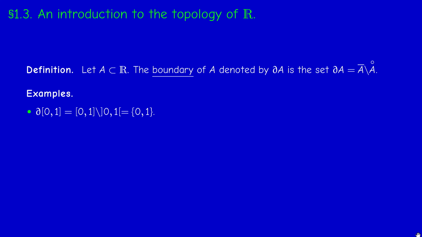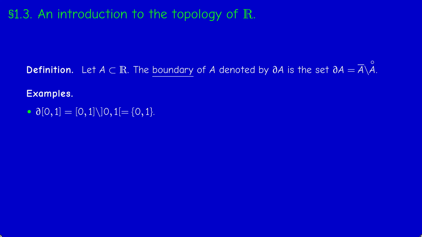What is the boundary of the interval [0,1]? We apply the definition. [0,1] is closed, so the closure is itself. The interior is the open interval (0,1). And what is the difference? The difference contains only 2 points, 0 and 1. So this corresponds to our intuition that 0 and 1 are boundary points of the interval.